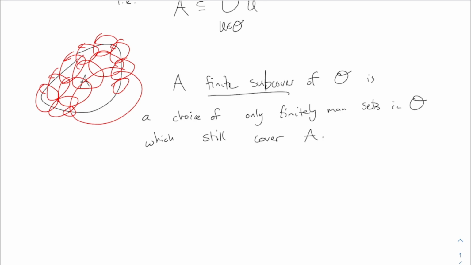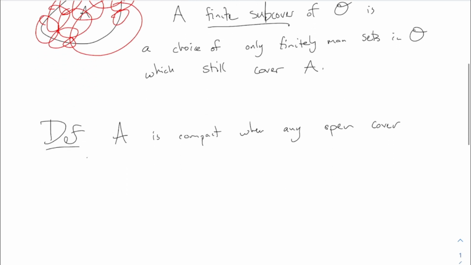And then the definition of compact: we say A is compact when any open cover has a finite subcover. That's the definition of compact. Any open cover has a finite subcover.